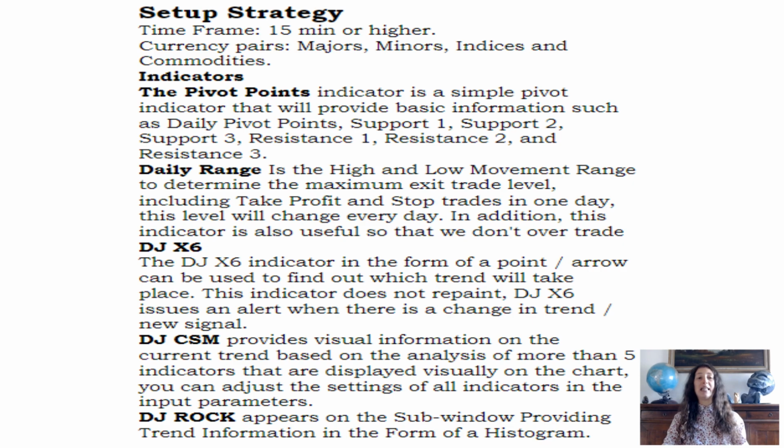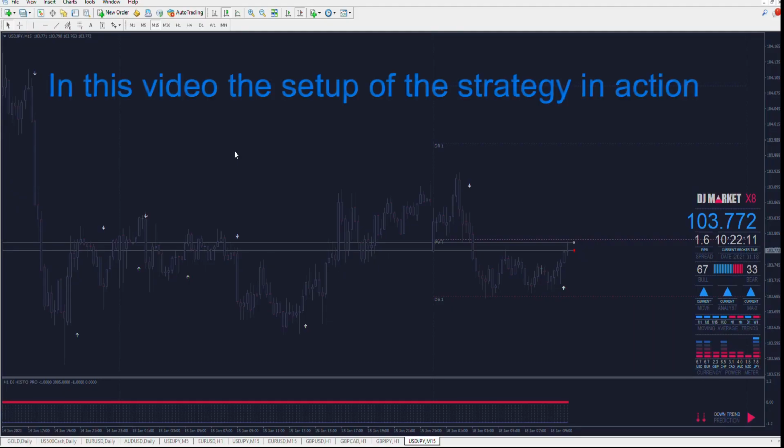The JCSM provides visual information on the current trend based on the analysis of more than 5 indicators that are displayed visually on the chart. You can adjust the settings of all indicators in the input parameters. The JROC appears in the sub-window providing trend information in the form of a histogram.